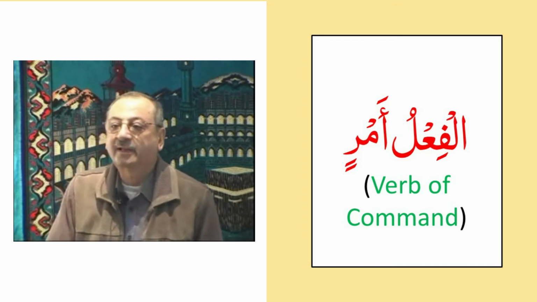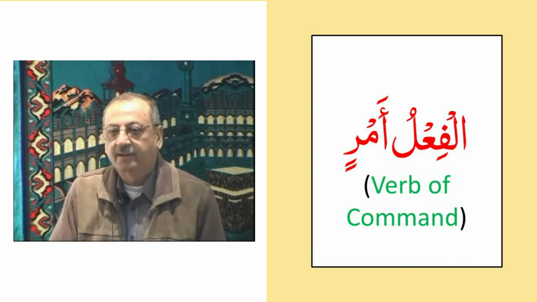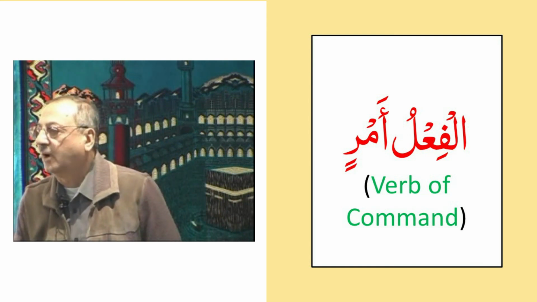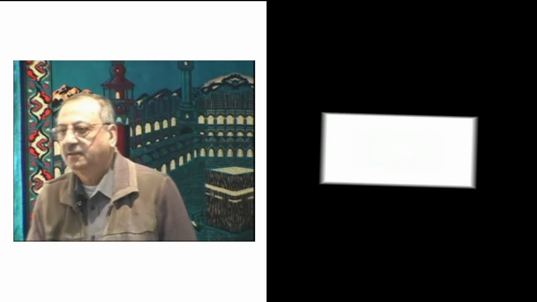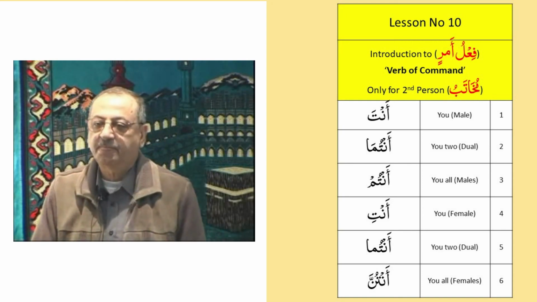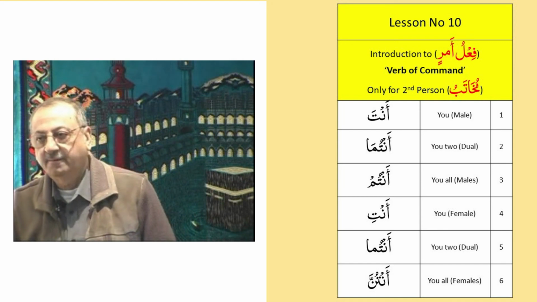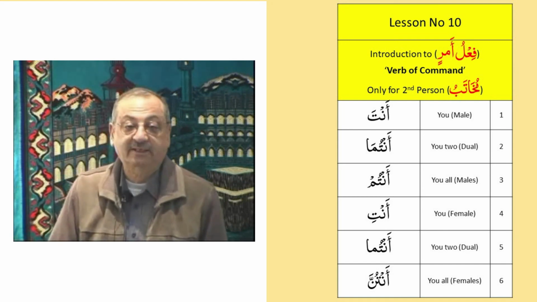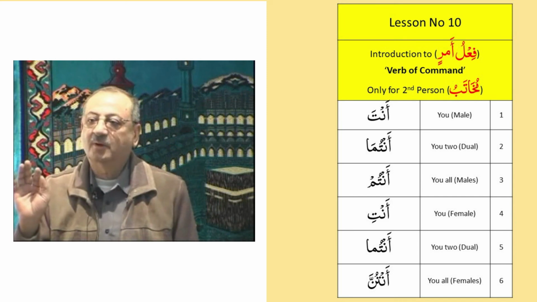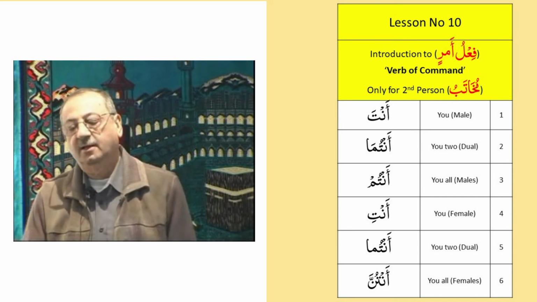Brothers and sisters, we will again continue where we left off yesterday, so that you get to know Amr very well, inshallah. Now, Fi3l Amr has got 6 forms, and those are the forms of Mukhatab, the second person. What are they, brothers and sisters? Anta, Antuma, Antum, Anti, Antuma, Antunna.